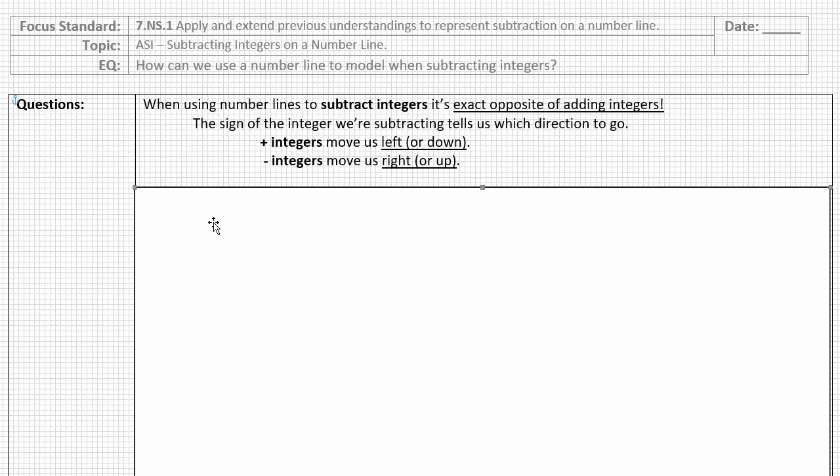In previous weeks, we had looked at adding integers on a number line. When we're subtracting integers, it's going to be the exact opposite. The sign of the integer we're subtracting still tells us which direction to go. We're going to go the opposite of what we're used to. For positive integers, we're going to move left or down, and for negative integers, we're going to move right or up. You can think of this because adding and subtracting are inverse operations, meaning they're opposite operations, so we do things the opposite way. Let's get into our first example.